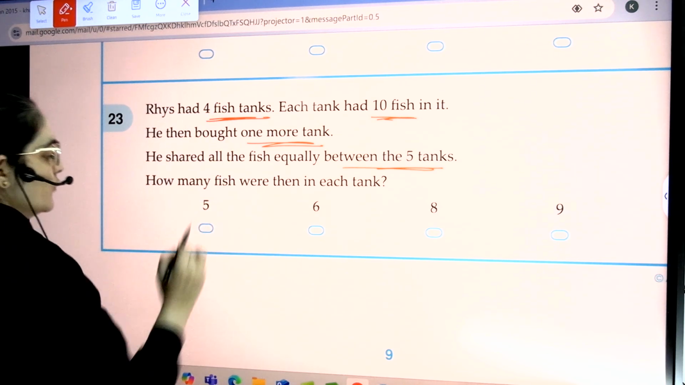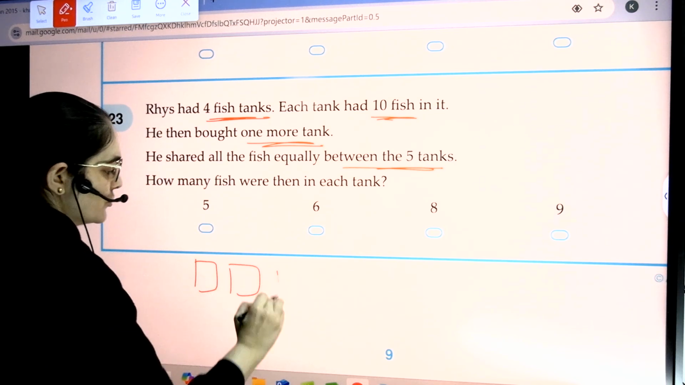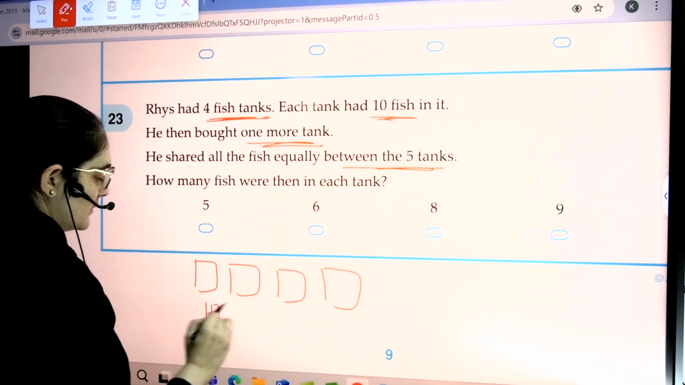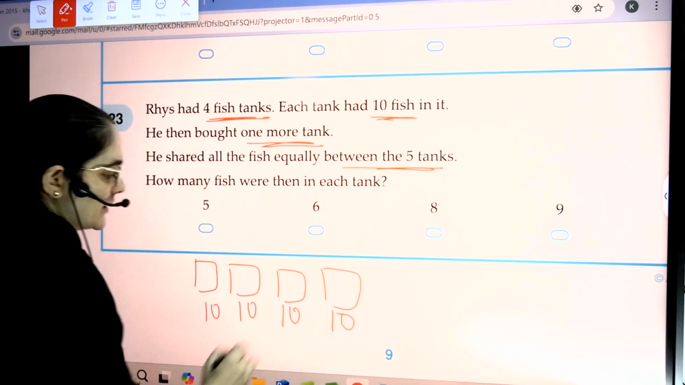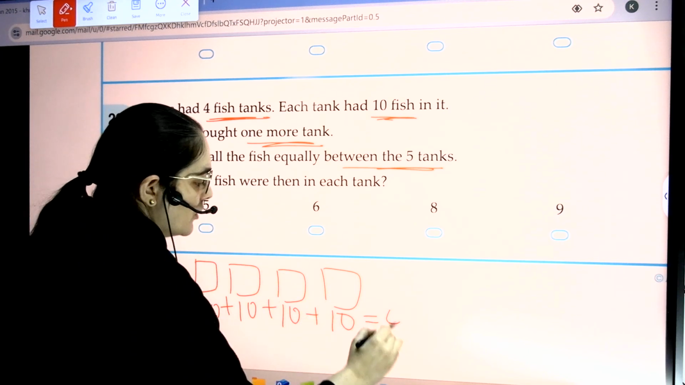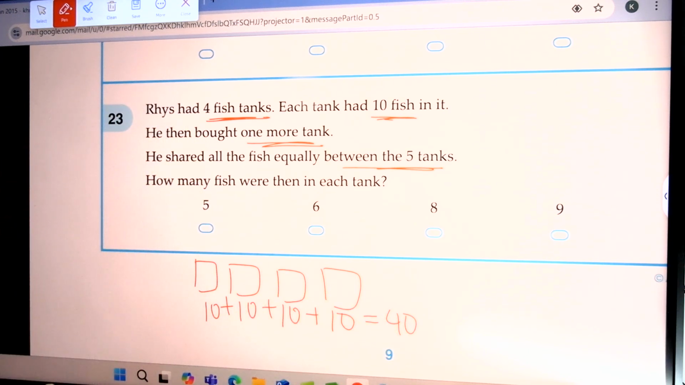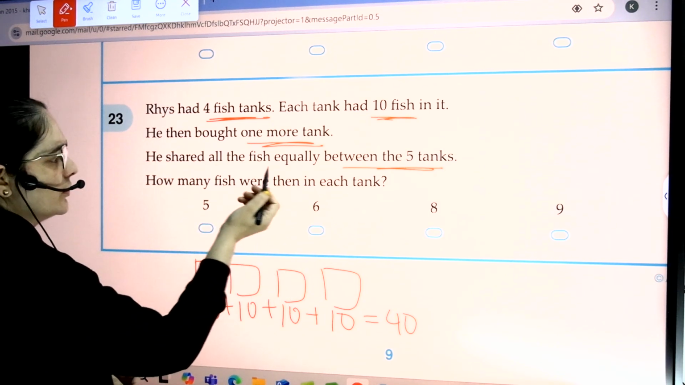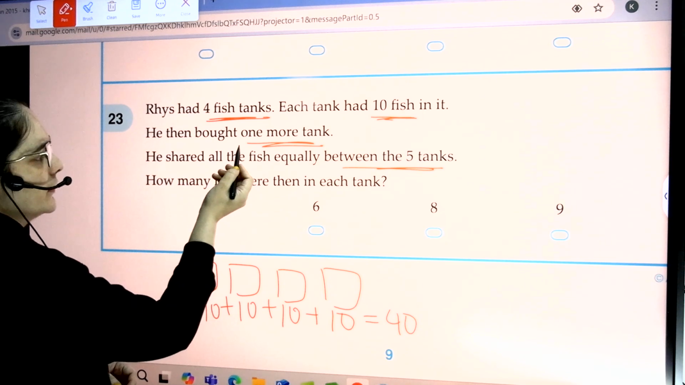So there were 4 fish tanks. 1, 2, 3, assume they are fish tanks. There were 4 fish tanks, and there were 10 fish in each tank. That means in total, in 4 fish tanks, there were 40 fish. Now, he shared all the fish equally. He then bought one more tank.